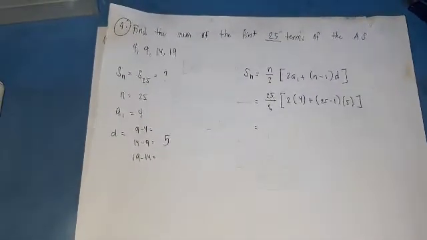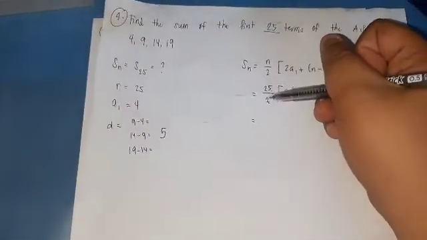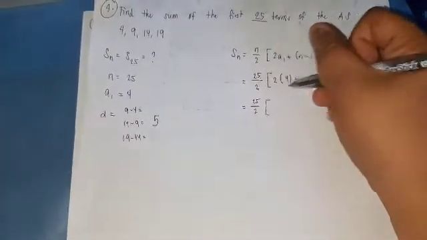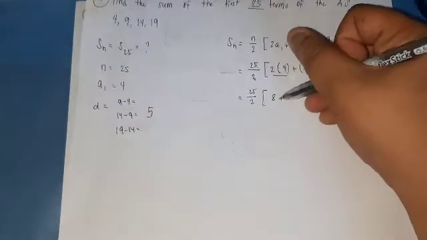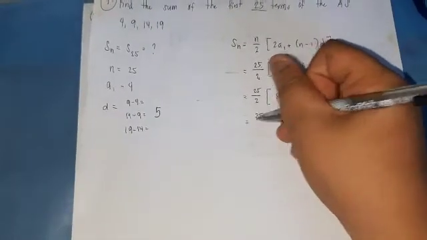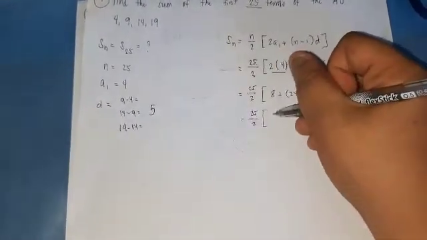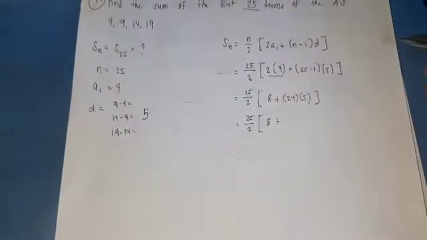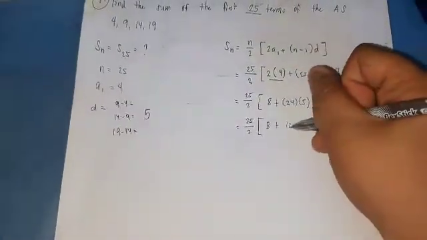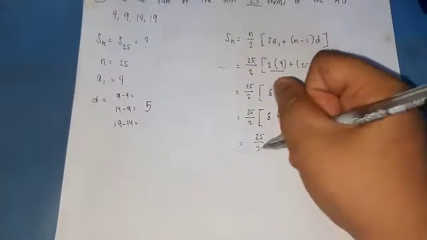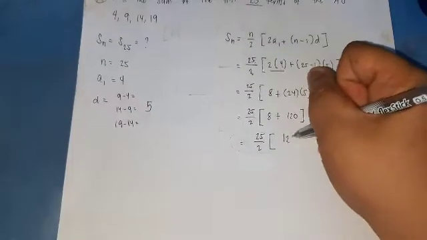So let's have your 25 over 2. This is not divisible by 2, so you just simply copy. And let's have your 2 times 4, 8, plus your 24 times 5. Still, you cannot divide, so you just copy. And you're going to have your 8 plus 24 times 5, it will give you 120, correct? And you're going to have 25 over 2 times your 128.